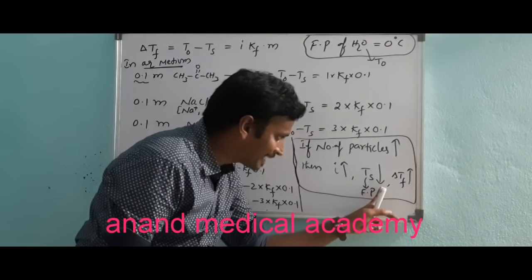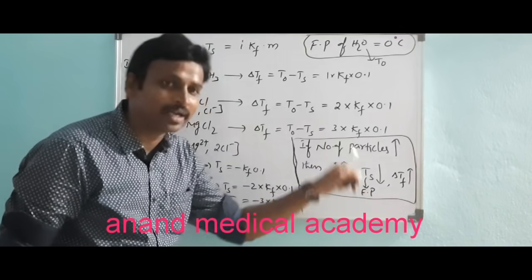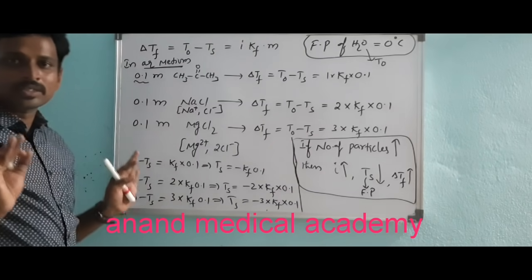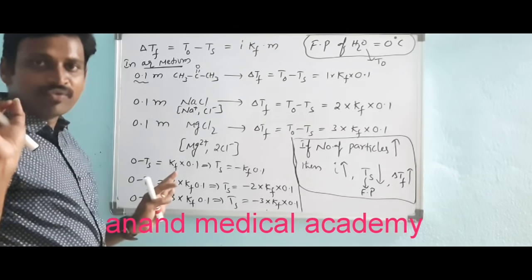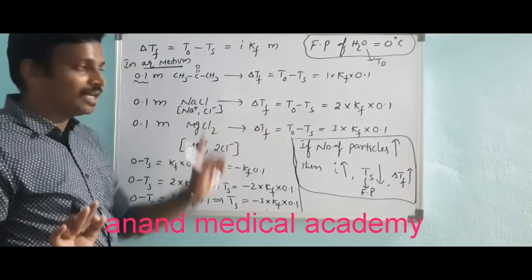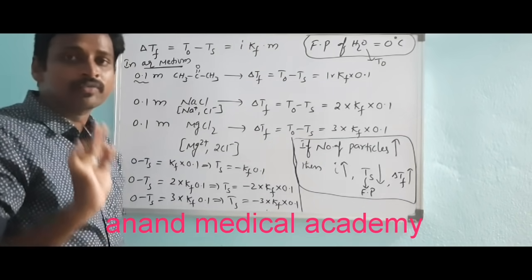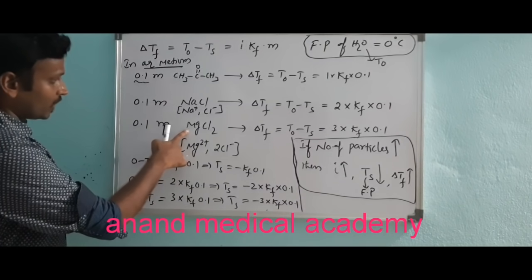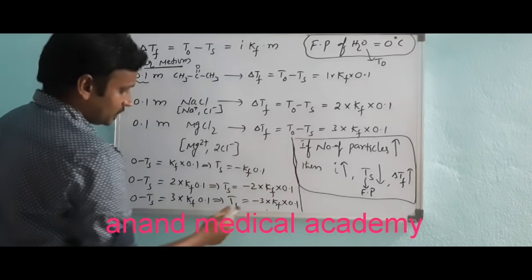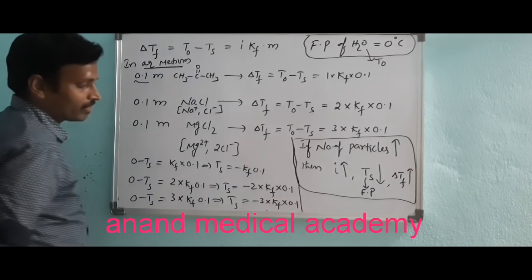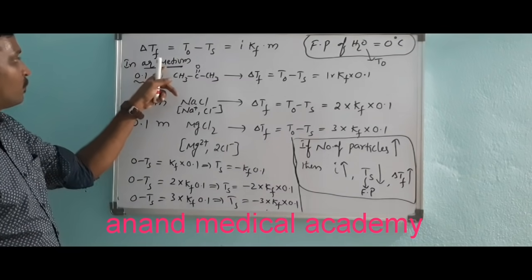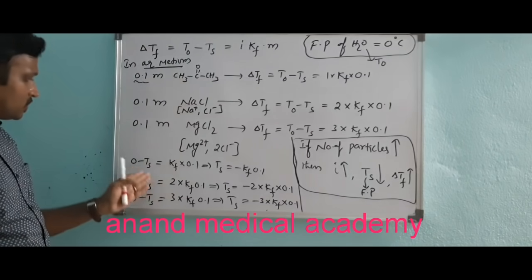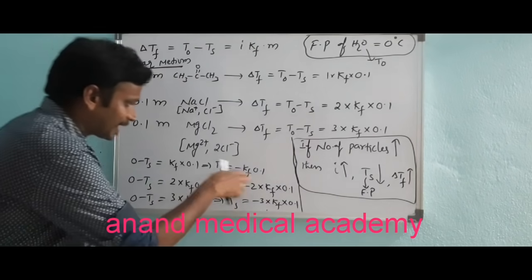So Ts value decreases, that is, freezing point of solution decreases. Once more, last and final: if number of particles increases, i value increases, but freezing point of solution decreases. This is the proof for you. MgCl2 has more ions, but here you have minus 3 into Kf for water. Here I am considering the same kind of medium, which is also very important. If different media are given, you have to substitute and decide by calculating.